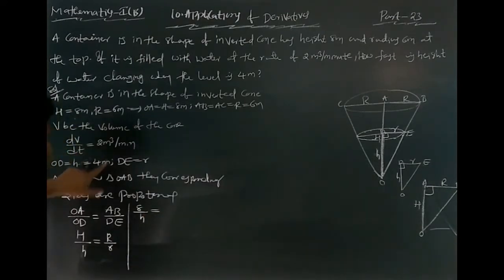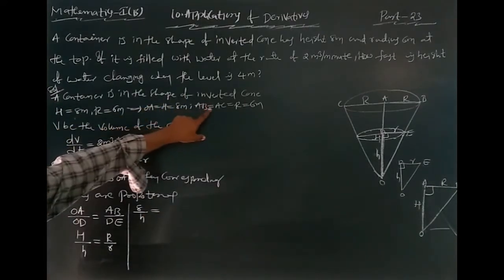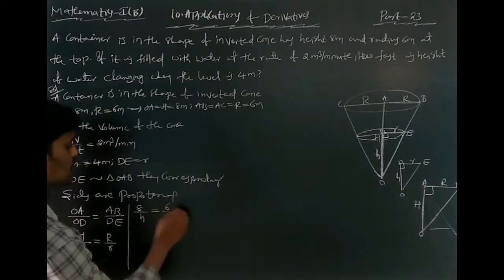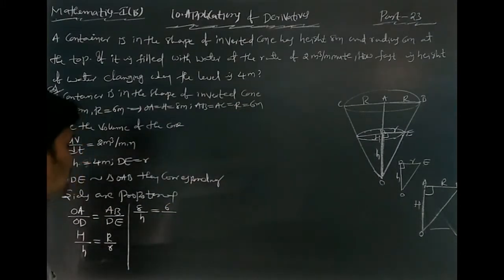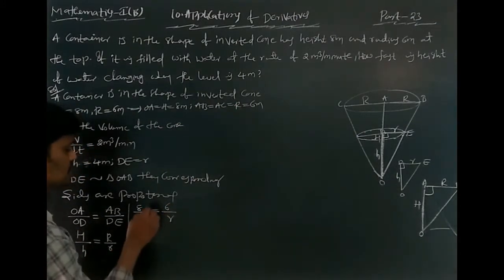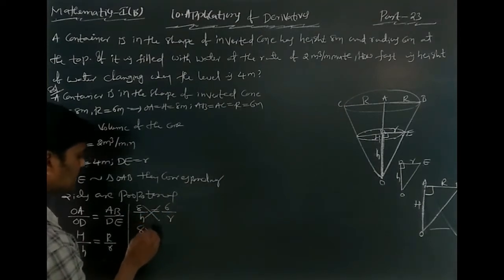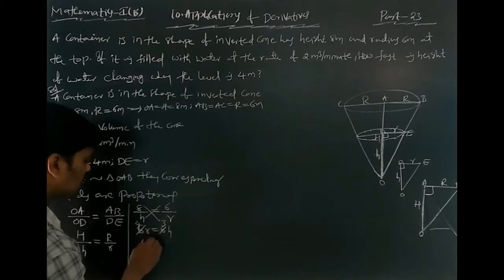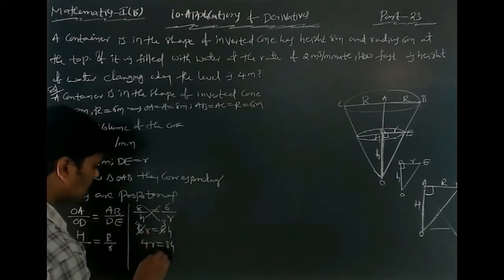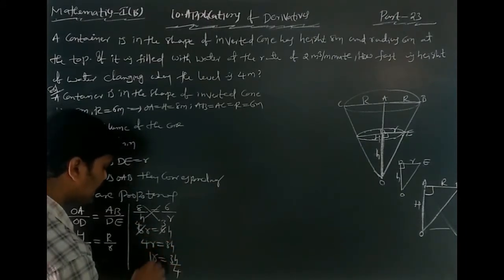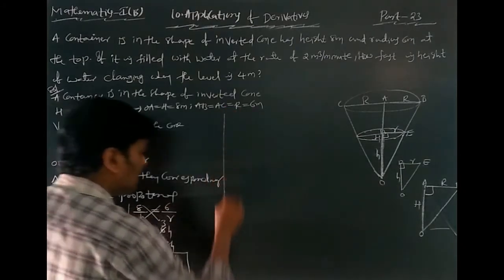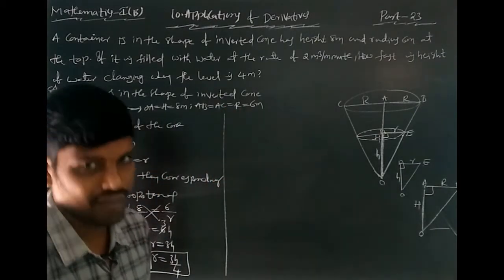You can write the values: capital H by small h equals capital R by small r, which is 8 by h equals 6 by r. Cross multiply: 8r equals 6h. 2 threes are 6, 2 fours are 8, so 4r equals 3h. r equals 3h by 4. Here r is the radius of the water level.